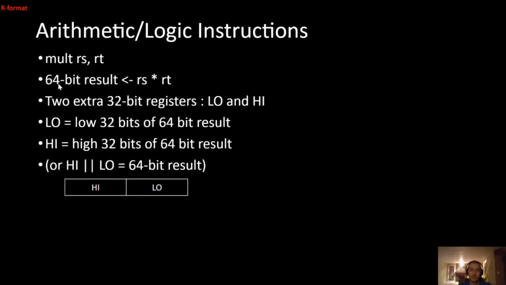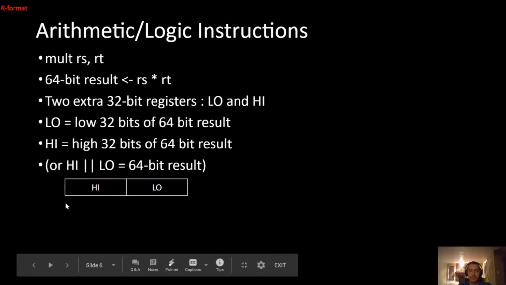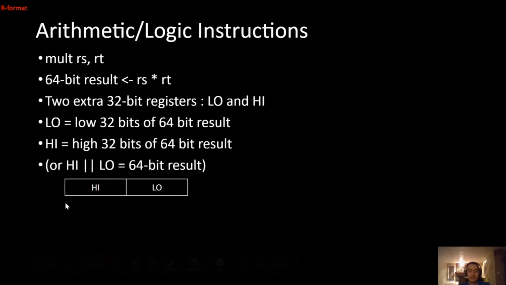How the MIPS processor handles this is to take the lower 32 bits into the low register. So if that is your whole 64-bit answer, the lower 32 bits of your answer go to the low register, which is a special register, and the higher 32 bits of your answer go to the high register. In that case, you can access basically all the bits of your answer.